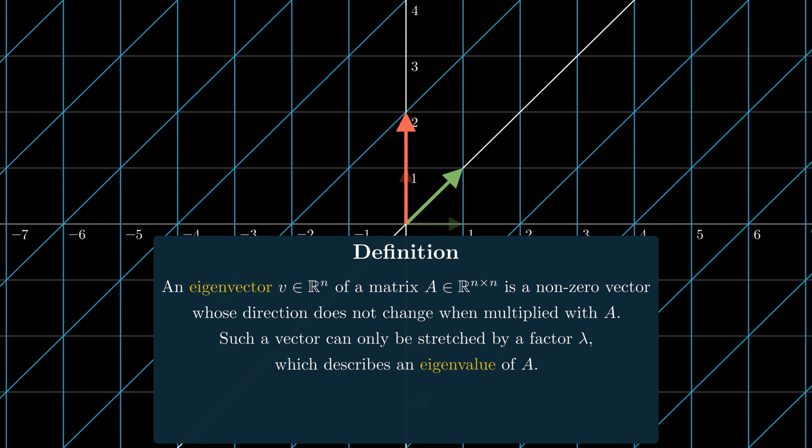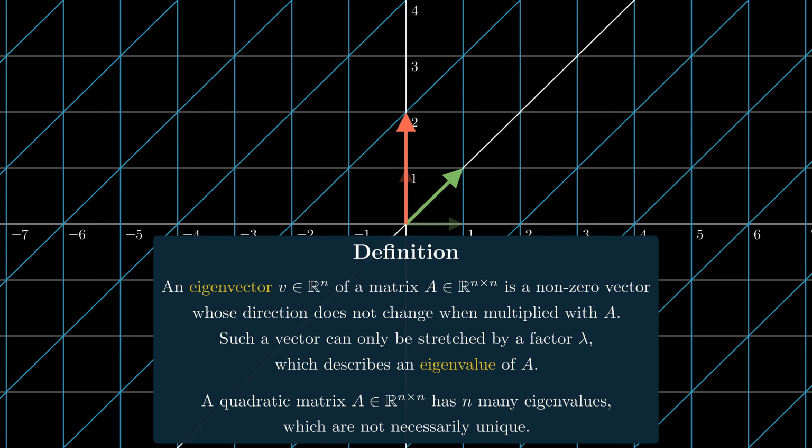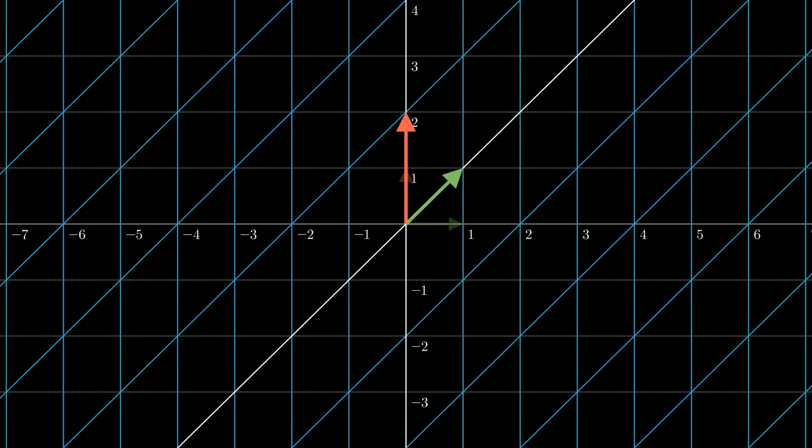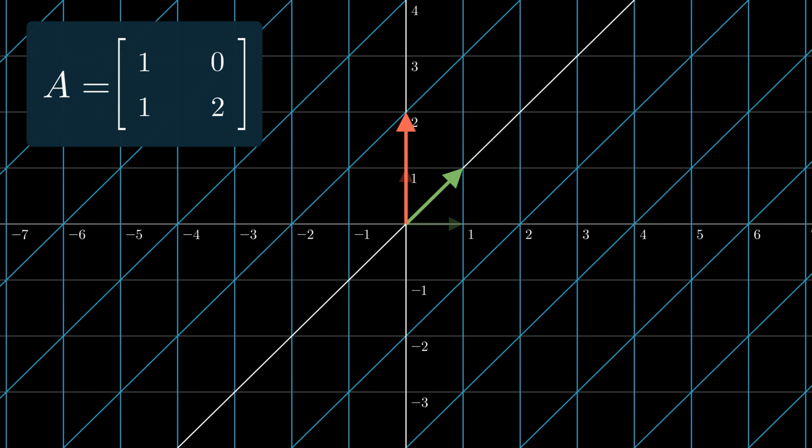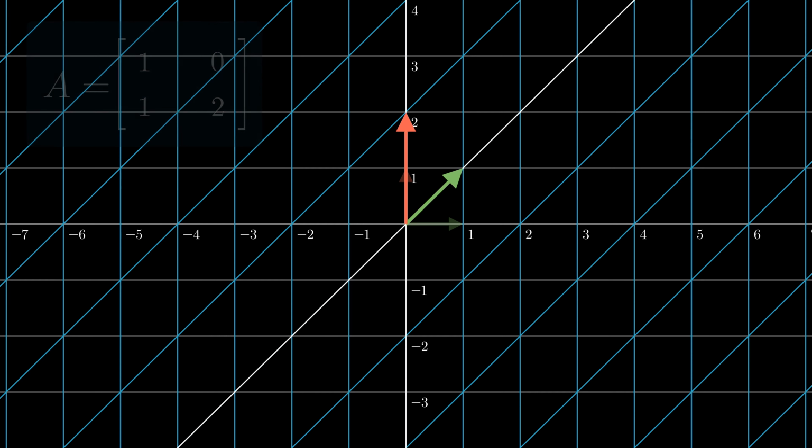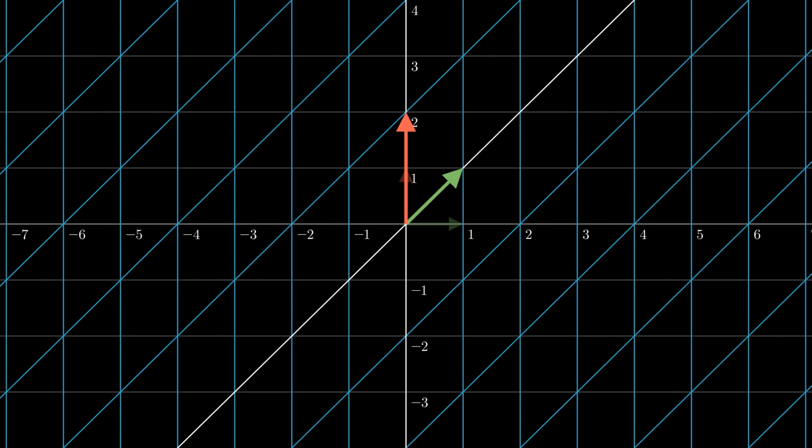An n by n square matrix always has n eigenvalues, which are not necessarily unique. In the animation we've seen that the red vector (0, 1) has been stretched by a factor of 2 through the matrix multiplication. Therefore 2 is an eigenvalue of the matrix A, and the vector (0, 1) is the corresponding eigenvector. For those who don't know, it is common to normalize eigenvectors. The vector (0, 1) being an eigenvector of this matrix implies that all vectors pointing in the same or opposite direction are also eigenvectors of this matrix.